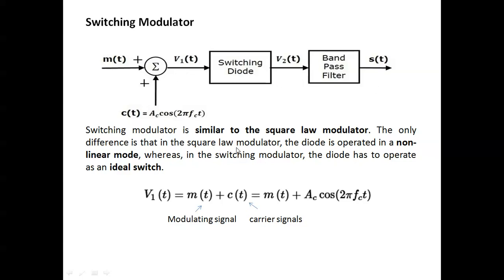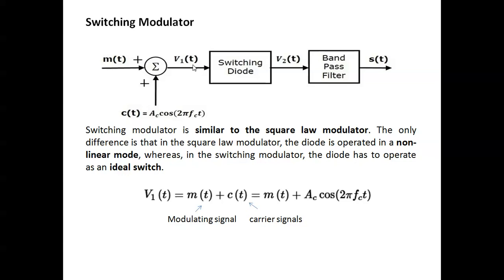So the switching modulator is similar to the square law modulator. The only difference is that the square law modulator is a non-linear mode, while the switching modulator can be operated as an ideal switch. Okay, so V1 of t equal to M of t plus C of t. So that is the equation we know. Similarly, same as the previous square law modulator, the switching modulator also has the same two inputs, M of t and C of t.